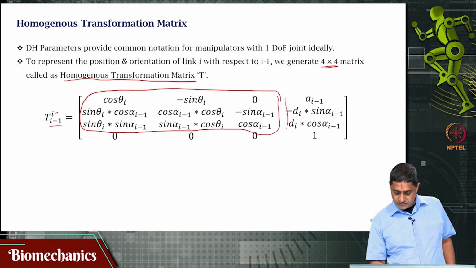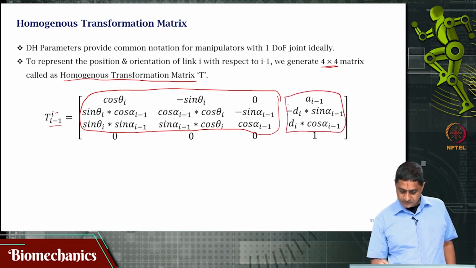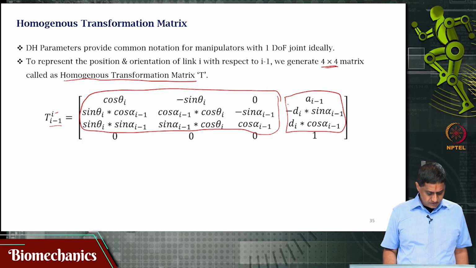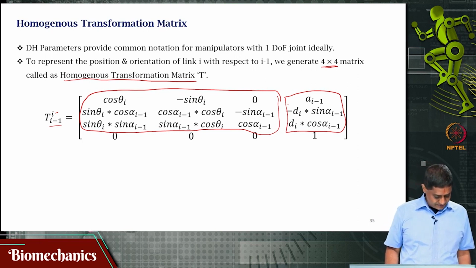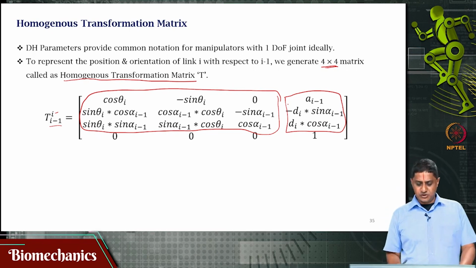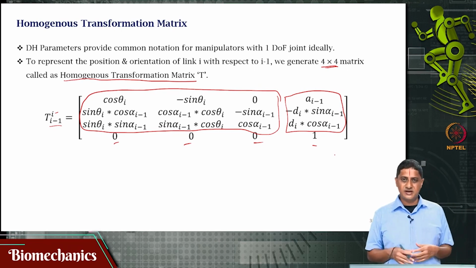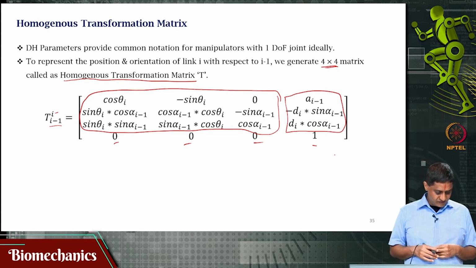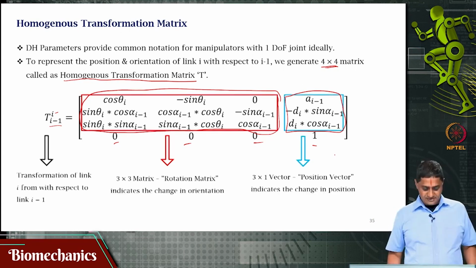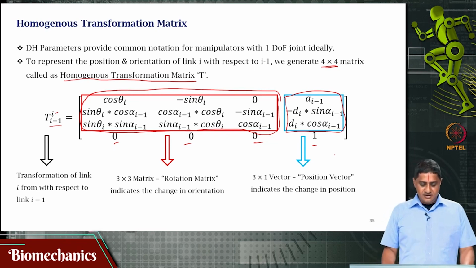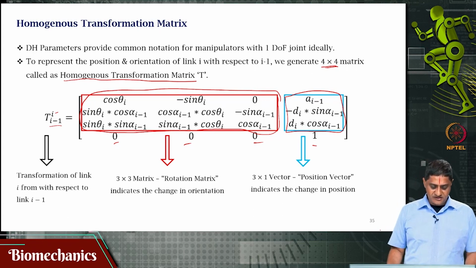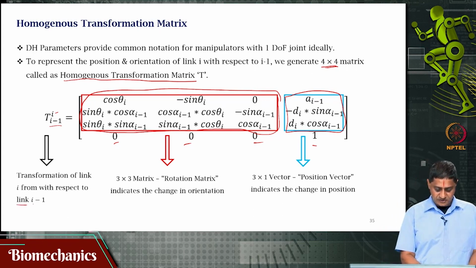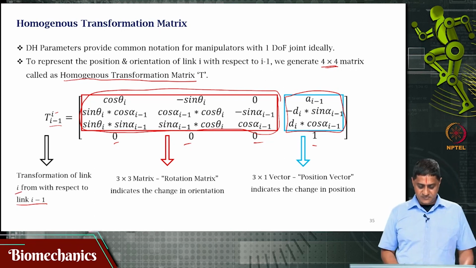This column gives me a sense of the translation that is happening, and I have added the last row 0 0 0 1 just to make the whole transformation matrix square. Otherwise there are only 3 rows and 4 columns. To make it square, we have added the 4th row. So once again, this transformation matrix T is the transformation of link i with respect to link i minus 1, right.